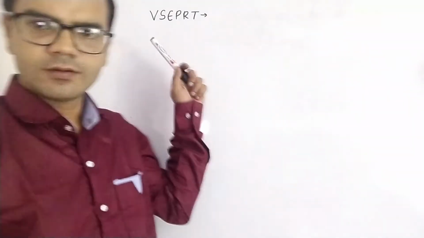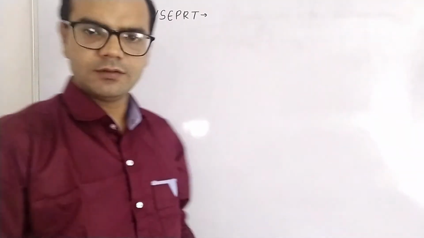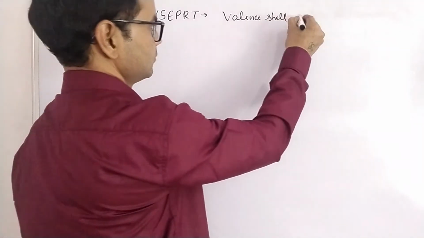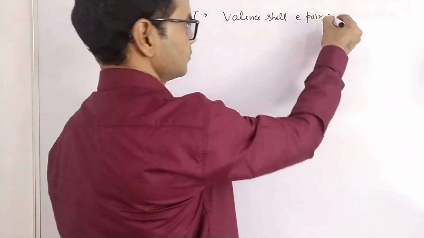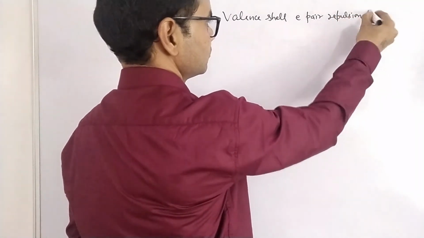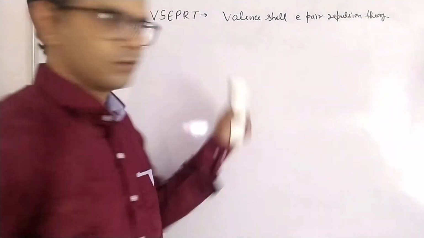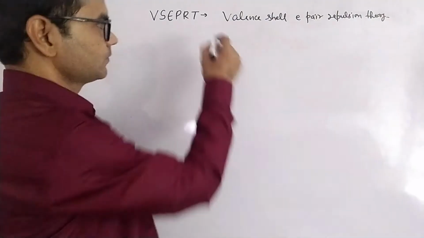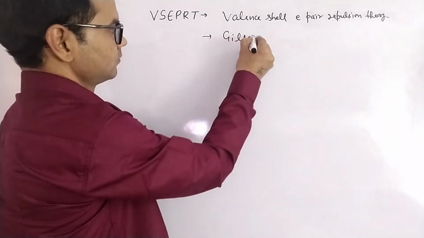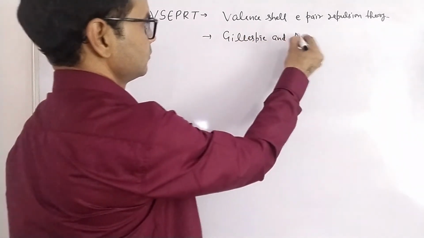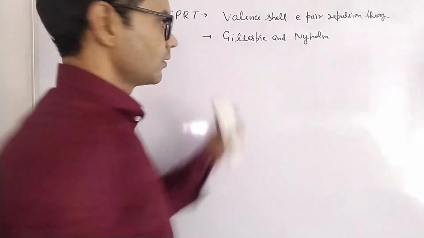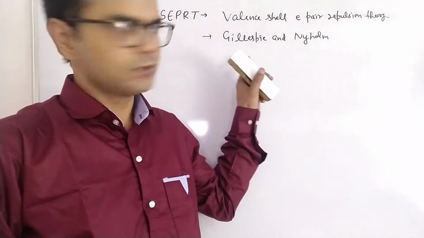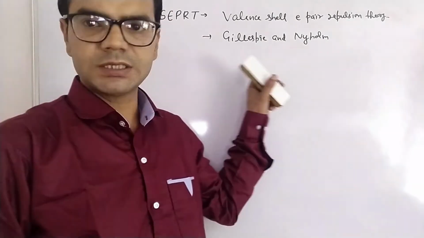Today we will discuss VSEPR, which stands for Valence Shell Electron Pair Repulsion theory, and it was introduced by Gillespie and Nyholm. They describe the shape of molecules, and the shape of a molecule is dependent on the repulsion factors.